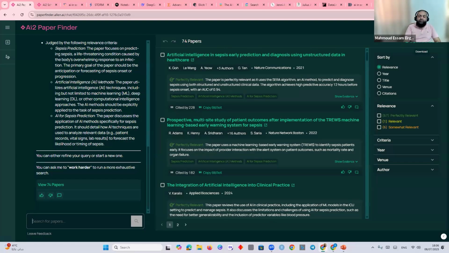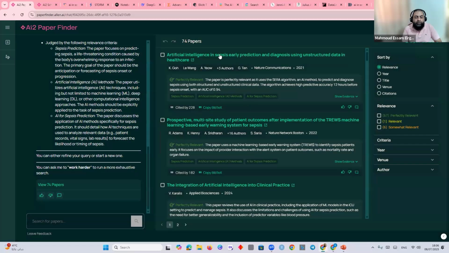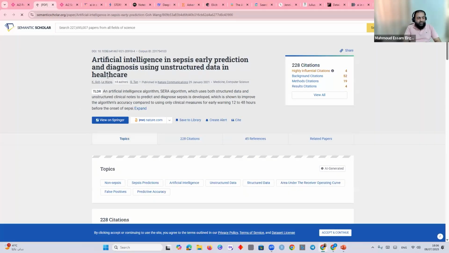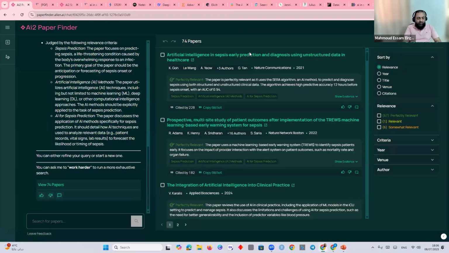Not only that, you can export all those citations in one of these formats, maybe Markdown, BibTeX, or JSON, to use later. Or you can right click and search for the paper itself. And here you will see when they search for the paper, they use Semantic Scholar to search for the paper. So their background database is Semantic Scholar. So this is one of the very good tools in searching for papers that you want to use in the future, or in your research.